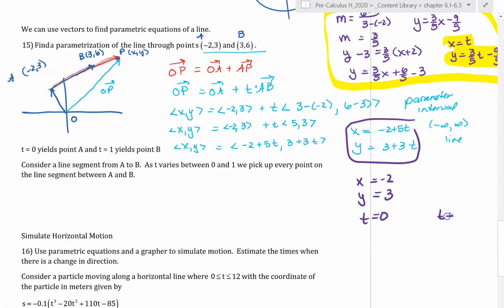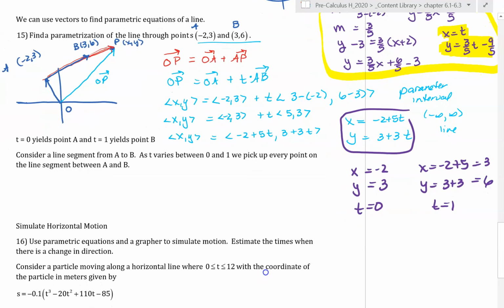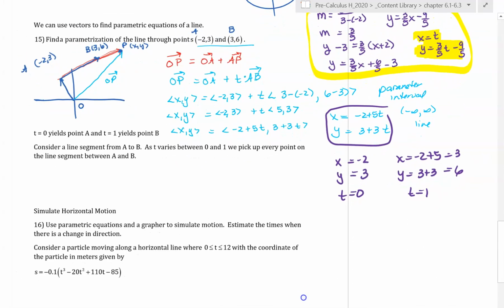If I let t equal 1, we end up with -2 plus 5 and 3 plus 3, which was 3 comma 6, which again was point B. So this is kind of interesting: as t varies between 0 and 1, we pick up every point on that line segment between A and B.